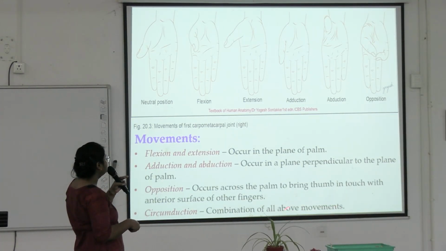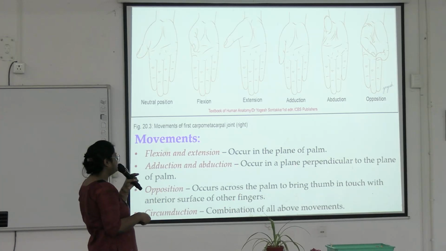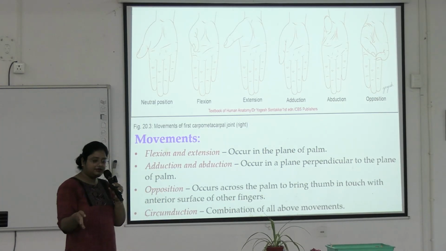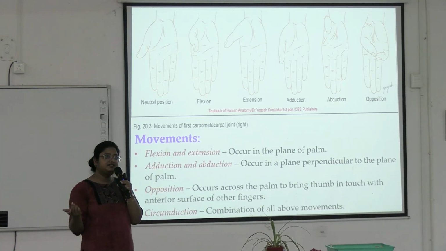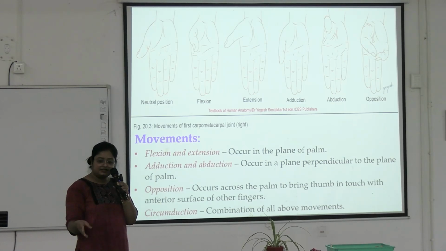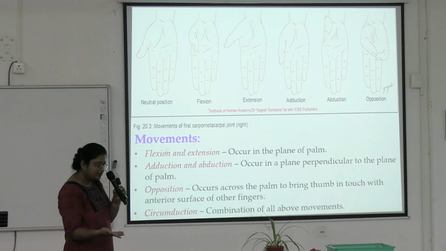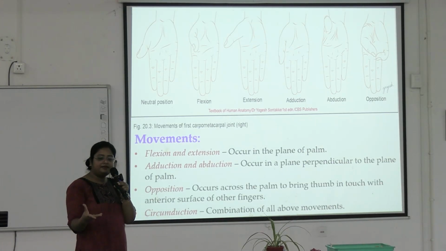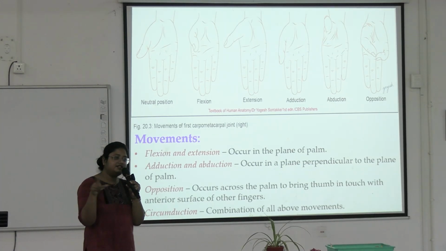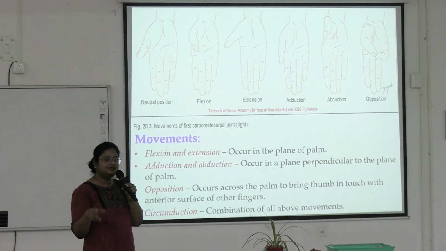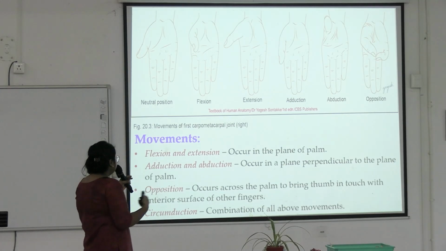Next is circumduction. This is a combination of all the above movements. So there is a combination of flexion, extension, adduction, and abduction mainly. So this will be the circumduction movement of the thumb. There is flexion, abduction, extension, adduction. In chain, it is occurring in a circular manner.